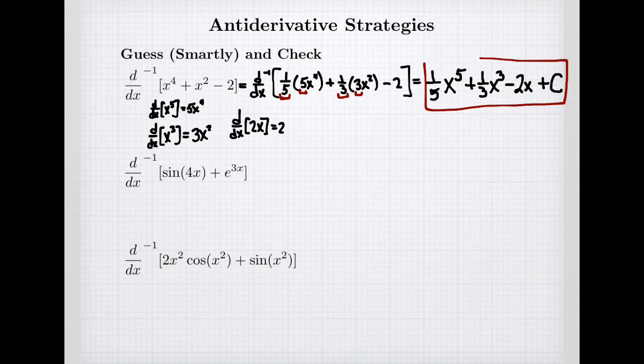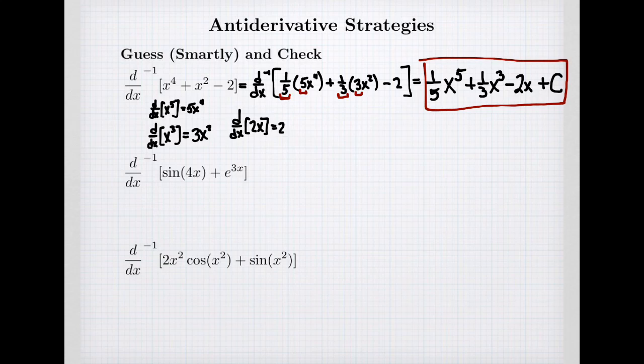1/5 x to the fifth plus 1/3 x cubed minus 2x plus c. So when I say guess smartly and check, what I'm referring to is recognizing x to the fourth is part of 5x to the fourth, which is the derivative of x to the fifth. And x squared was part of 3x squared, which was the derivative of x cubed. So I'll just do that term by term when they're added, and I can identify the derivatives. So let's go to the second example.